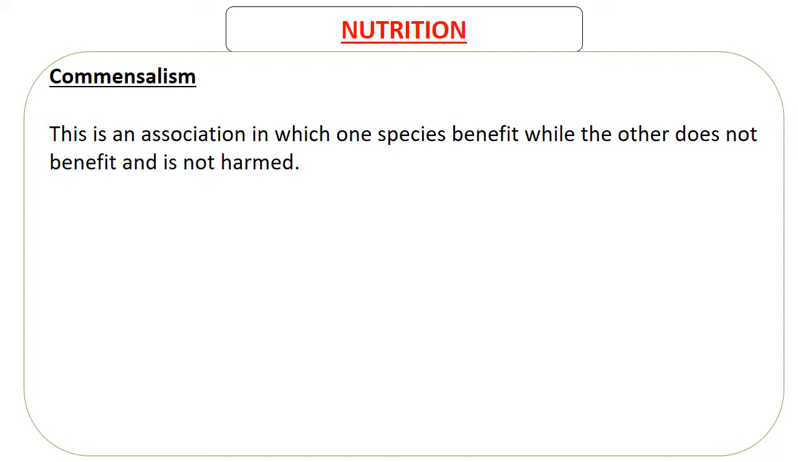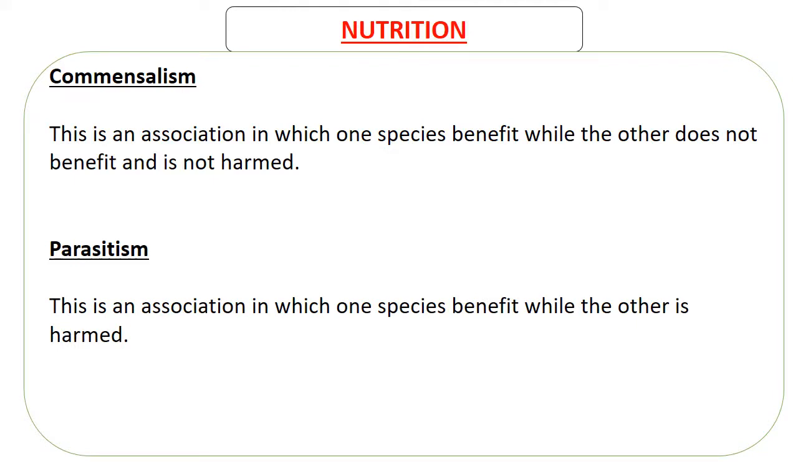So that's commensalism. The last type is parasitism. Parasitism is a type of symbiosis in which one species benefits while the other is harmed. So one species is going to benefit, the other one is going to be harmed. A very common example is the association between humans and lice. Lice keep on feeding on humans, where humans benefit nothing and are harmed in the process. So this is an association called parasitism.